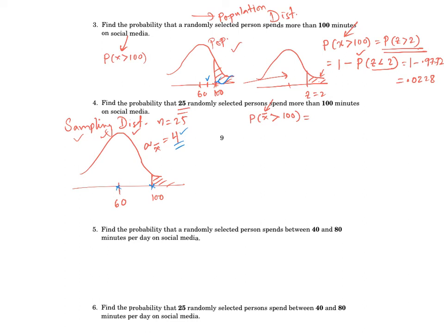But there is a way to find that value. We know that mu is equal to 0, standard deviation is equal to 1, and z sub x bar is equal to x bar minus mu sub x bar divided by sigma sub x bar.